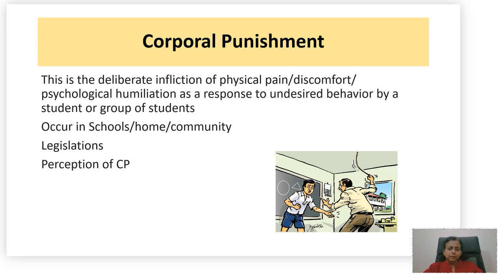The final one about the physical abuse is corporal punishment. This happens either at home, at school, or in the community, where you deliberately inflict physical pain, discomfort, or even psychological humiliation. Sometimes you scold those students. In teacher-student interaction, you can see these kinds of problems.